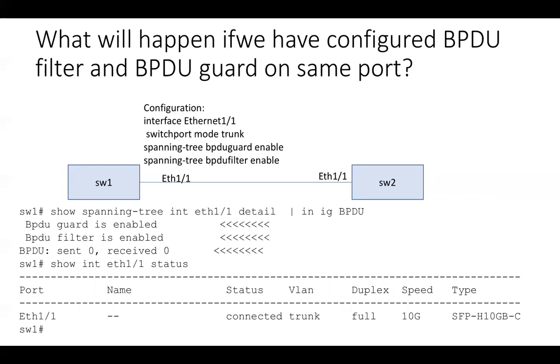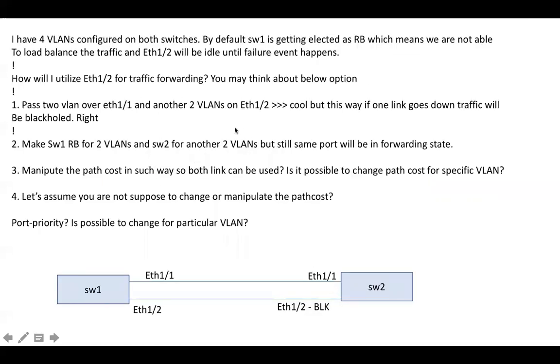Now let's come back to the question. I have one port where I have configured BPDU guard as well as BPDU filter. Now what will happen? Whenever we have BPDU guard as well as BPDU filter on the same port, BPDU filter will take precedence over BPDU guard. That's why in this output we can see BPDU guard and BPDU filter are enabled, but we are not sending STP BPDUs. And the port is up, it is not in error disabled state, even though the other end is connected to a switch, the port is still up.